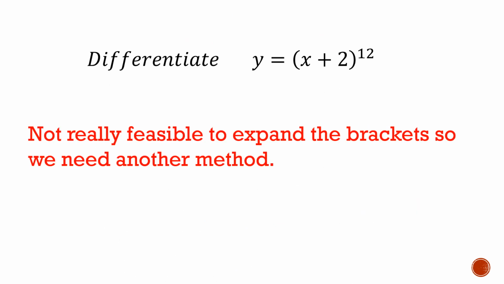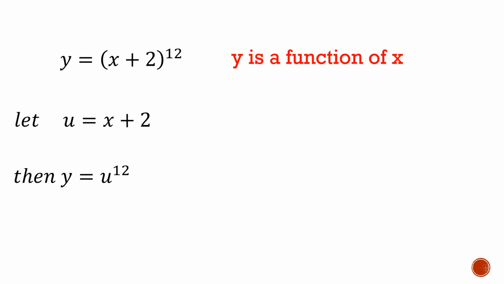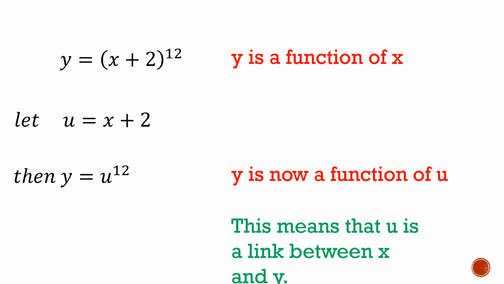Now if I ask you to differentiate y is equal to (x plus 2) to the power 12, it's not really feasible to expand the bracket. So we need another method. In order to solve this question, we will use something called substitution. So here y is equal to (x plus 2) to the power 12. I have y as a function of x. Now let u is equal to x plus 2. Then we will have y is equal to u to the power 12. Y is now a function of u. So this means that u is a link between x and y.